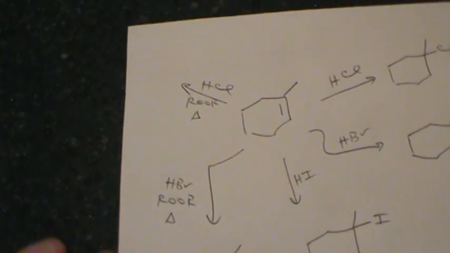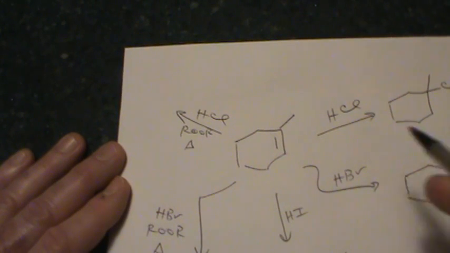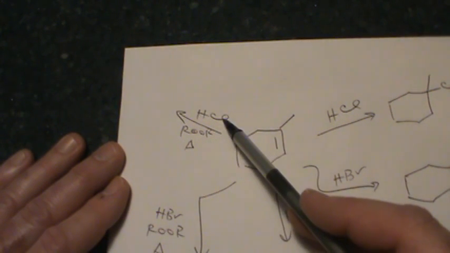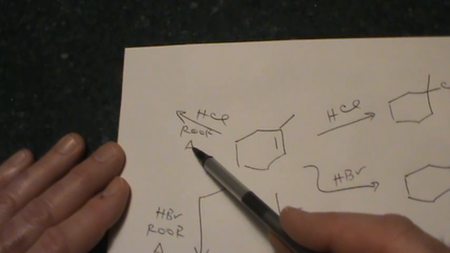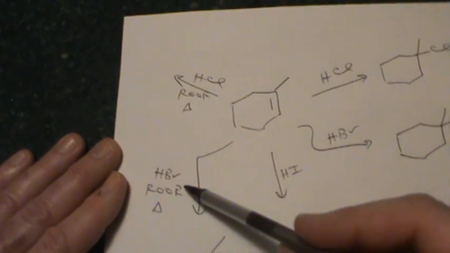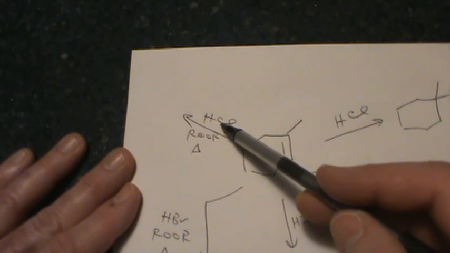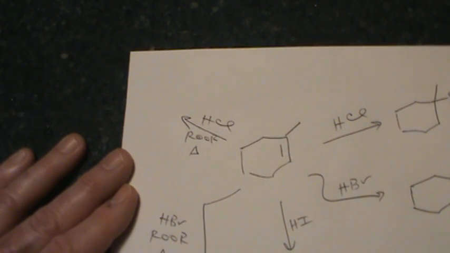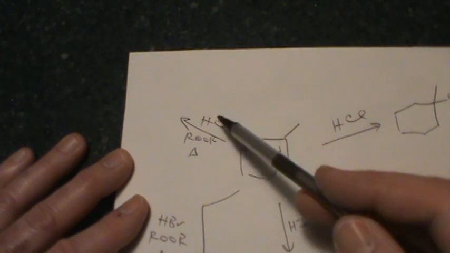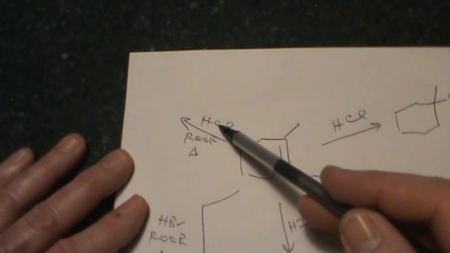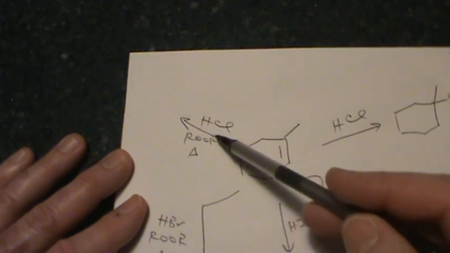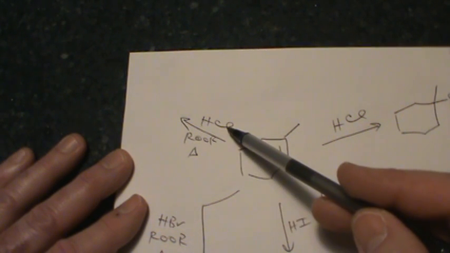Well, finally, we come up here, and this is a little bit of a trick question. You see I've got HCl, I've got peroxide, and I've got heat, just like I did down here with the HBr, peroxide and heat. But as I told you, the free radical hydrochlorination is a terribly inefficient reaction, doesn't really work. Consequently, all you're really going to get is a polar hydrochlorination. The free radical reaction doesn't take place, but the polar hydrochlorination still will.